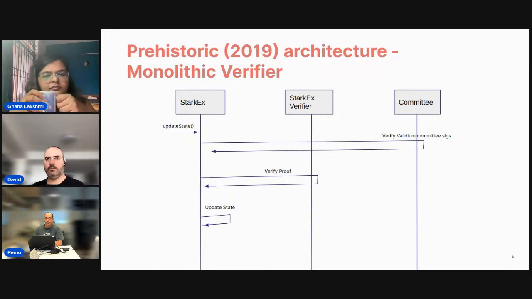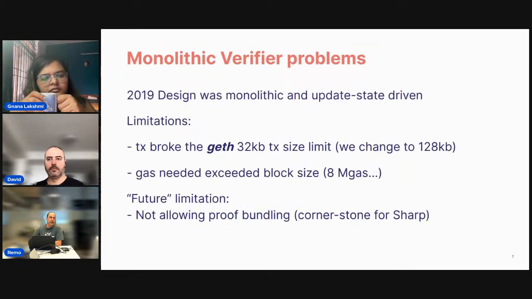Now it was very well working. The only problem that we had, quickly, we found a few limitations. First limitation, we hit the transaction size limit. Geth at that time had only 32 kilobytes of size for a transaction. So quite quickly, if you accumulate too many transactions into one batch, we hit that limit of transaction size of the proof or the update state or whatever.